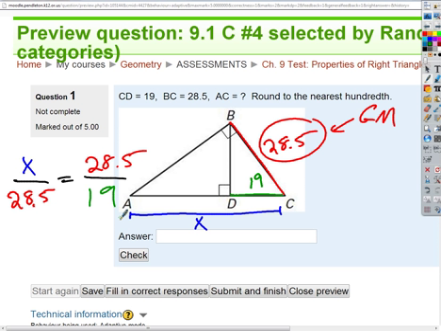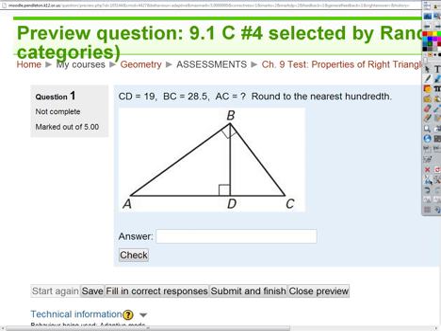Now, what if, let's just change this one ever so slightly here. Let's say instead, what if they gave us CD was 19, BC was, let's say, we'll leave it the same, 28.5, and they wanted us to find AD. Call that x. That's just a little tricky.